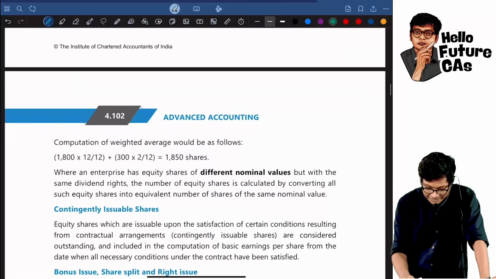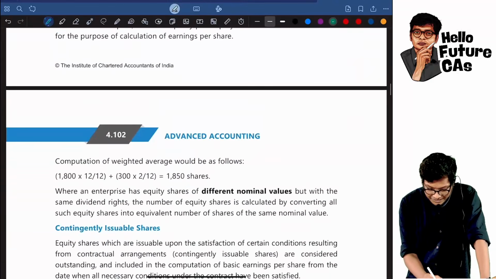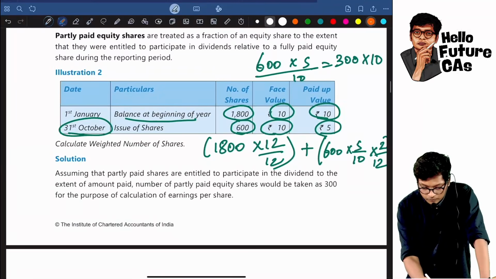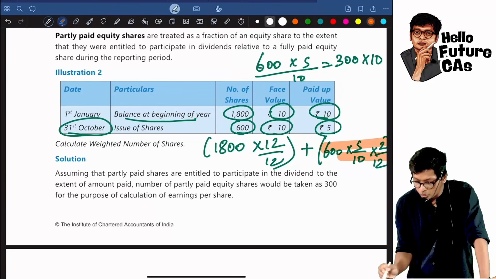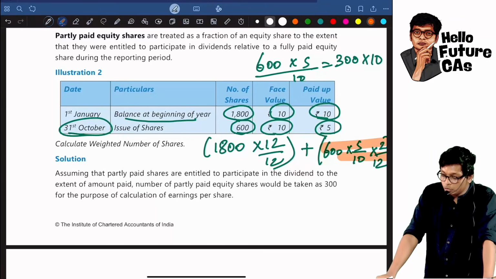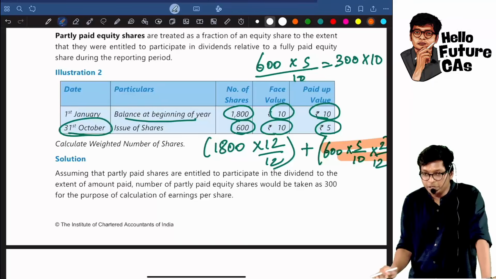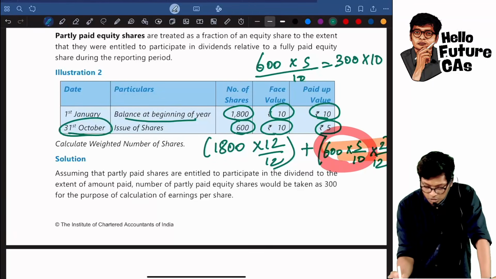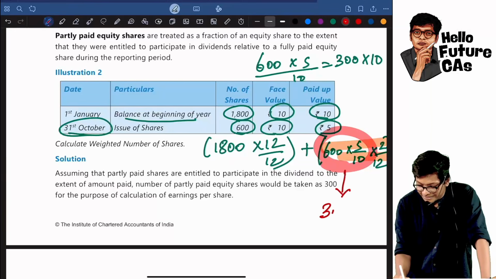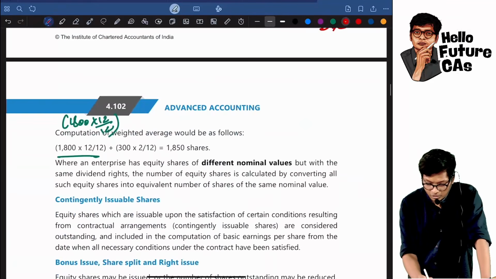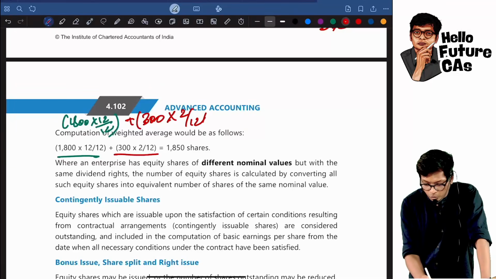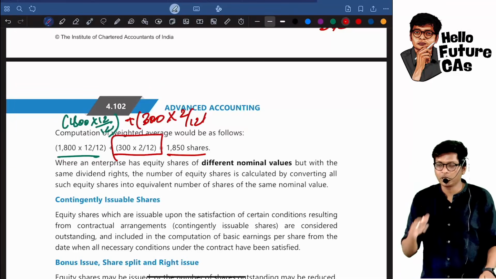If you look at the answer, look at this. Same 1800 into 12 by 12. What did we write here? 600 into 5 by 10 into 2 by 12. What is 600 into 5 by 10? It is 300. So I will have plus 300 into how many months? 2 by 12. That's what is there. You will get 1850. Are you following, guys?